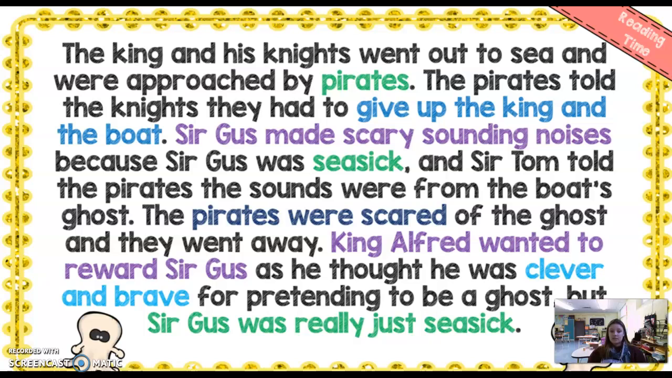The king and his knights went out to sea and were approached by pirates. The pirates told the knights they had to give up the king and the boat. Sir Gus made scary-sounding noises because Sir Gus was seasick, and Sir Tom told the pirates the sounds were from the boat's ghost. The pirates were scared of the ghost, and they went away. King Alfred wanted to reward Sir Gus as he thought he was clever and brave for pretending to be a ghost, but Sir Gus was really just seasick.